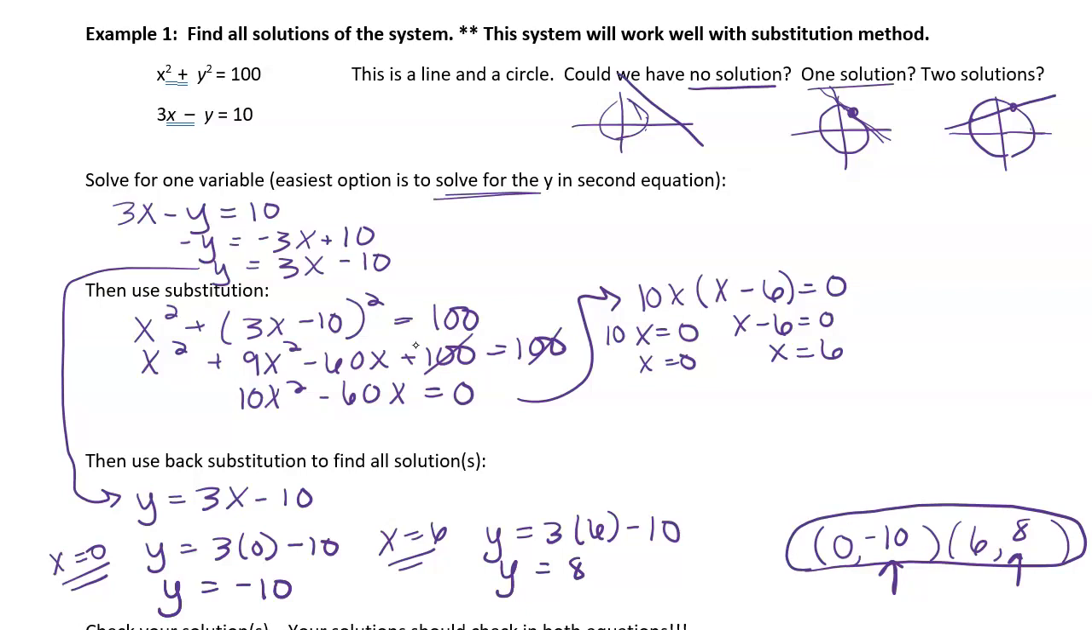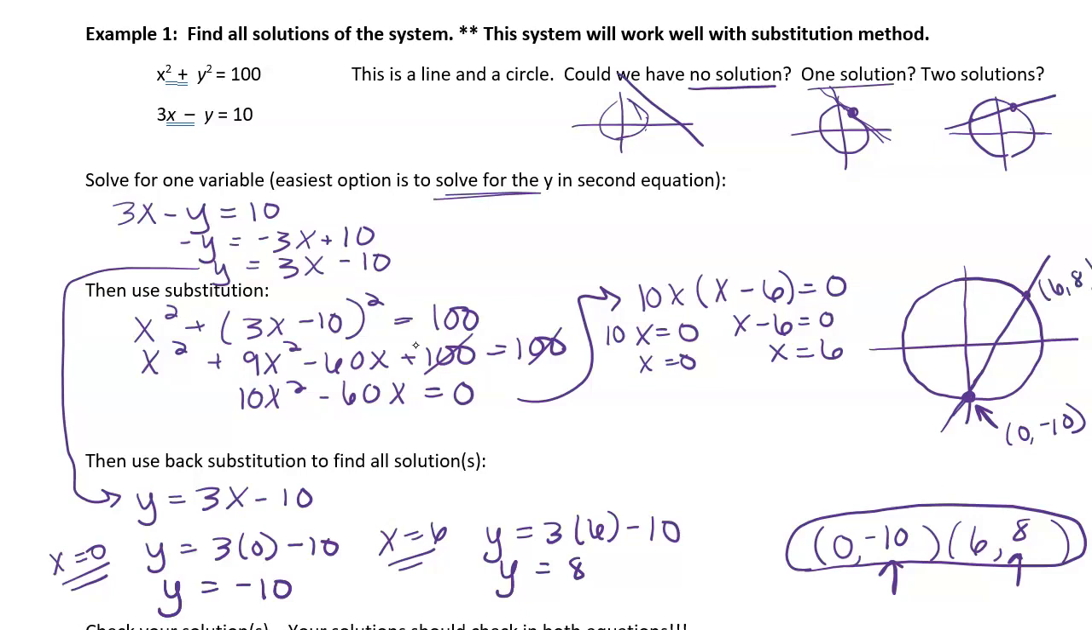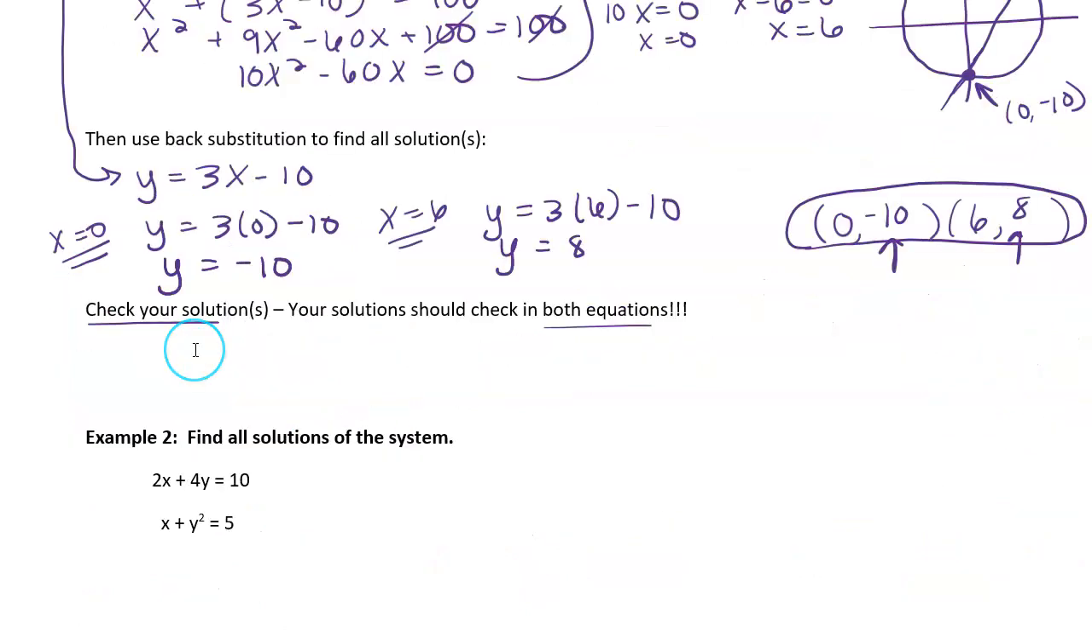And if you were to look at this on Desmos, I'll just add that up here. I always look at these on Desmos. It's a nice way to check your solutions. Your circle is centered around the origin, and you have your line coming through like this. And you'll see on Desmos that this point down here is (0, -10), and then this point up here is (6, 8).